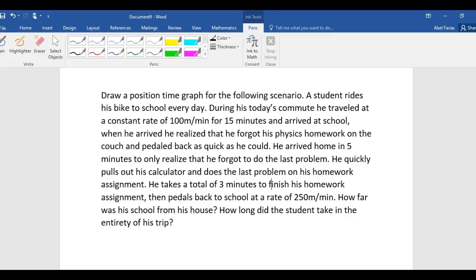Okay guys, so for this screencast, it just shows how to create a position time graph based off of a scenario.